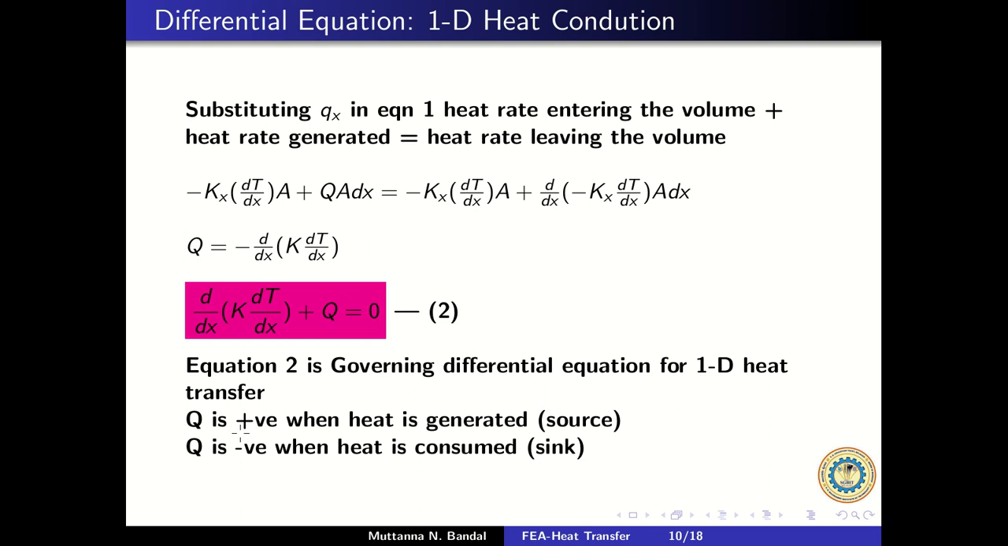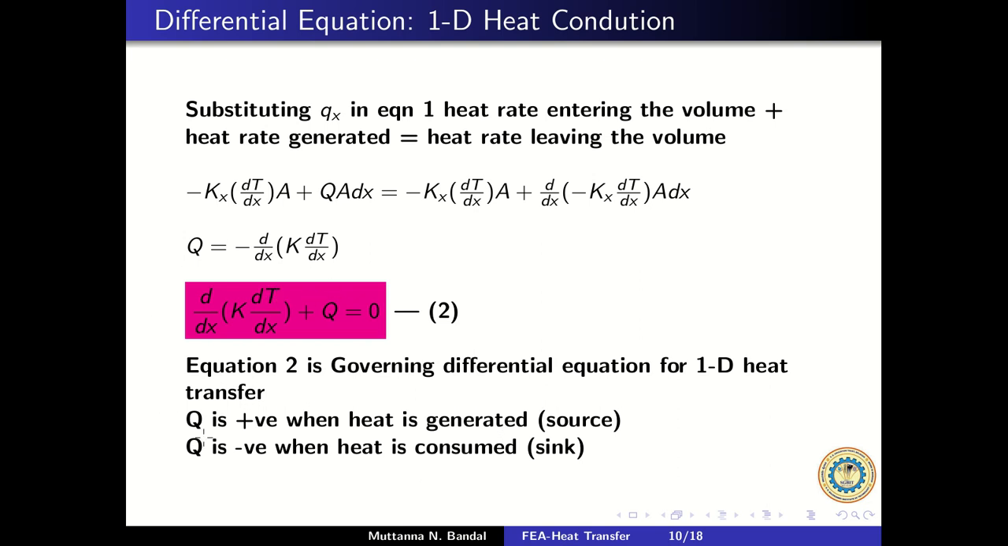And q can take a positive value when heat is generated within the system, and q can be negative when it consumes heat energy, like it can be a sink.